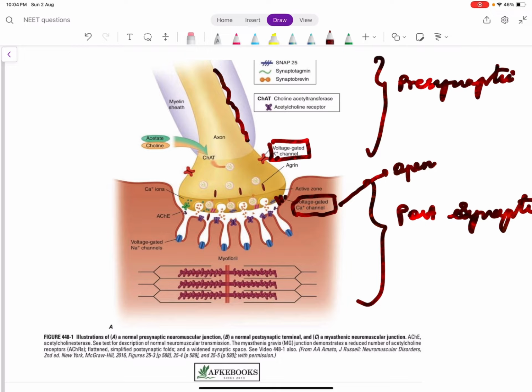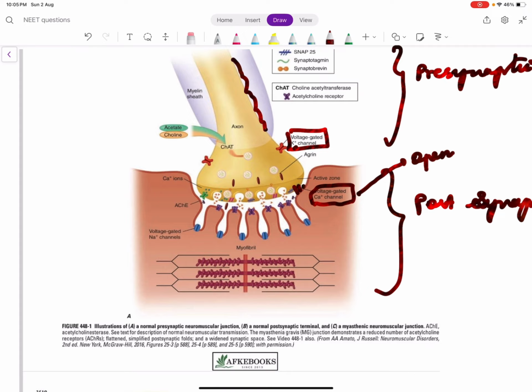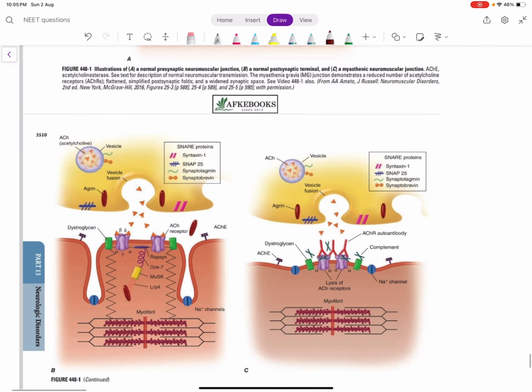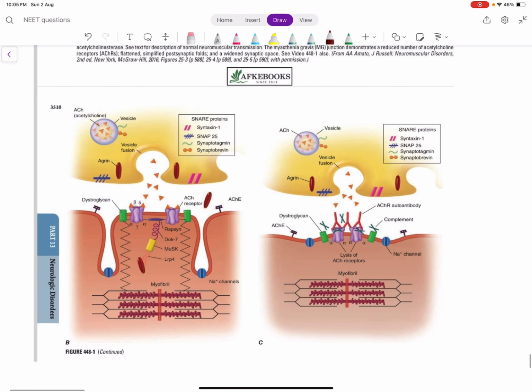This calcium binds with the acetylcholine vesicles and causes acetylcholine to get released into the neuromuscular junction or the synaptic cleft. This acetylcholine now binds with acetylcholine receptors in the postsynaptic membrane and it causes downstream signaling. MuSK is one of the proteins which is helpful in downstream signaling. This acetylcholine helps in muscle contraction. This is what happens in the normal neuromuscular junction.